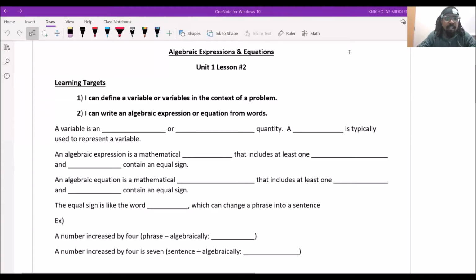Today we're looking at algebraic expressions and equations. At the end of this video, you should be able to define a variable or variables in the context of a problem, and you should be able to write an algebraic expression or equation from words or a phrase.